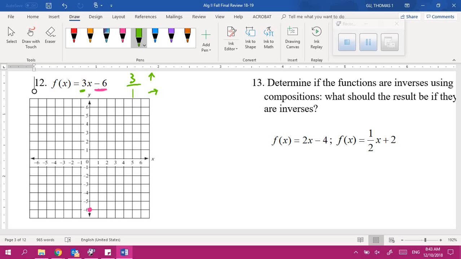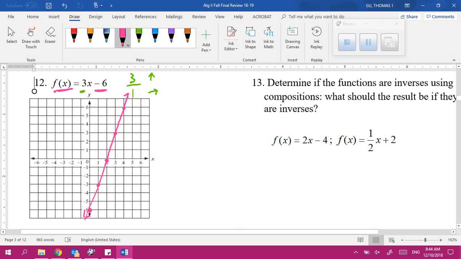So from that starting point, that -6, I'm going to go up 3. 1, 2, 3 over 1. That's right here. Then we just keep repeating that. 1, 2, 3. All right, so there it is. That's my original f of x.